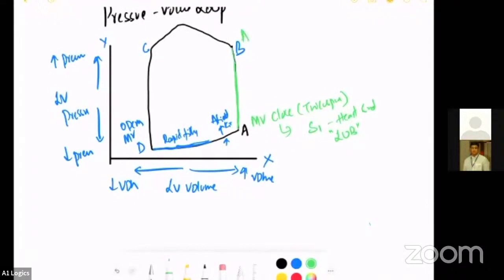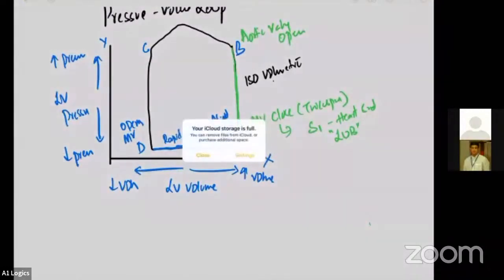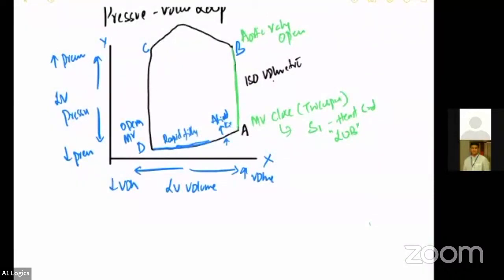So point B is where the aortic valve opens. A is where the mitral valve closes. The phase between A to B is called isovolumetric contraction. So that is what we need to remember. Why it is called isovolumetric contraction is because the mitral valve closes at point A and the aortic valve is not yet open. The pressure increases because, as I told you, any line that moves up on the y-axis means pressure increases. But as you see, there is no increase in volume because there's nothing happening on the x-axis. So this is called isovolumetric contraction.